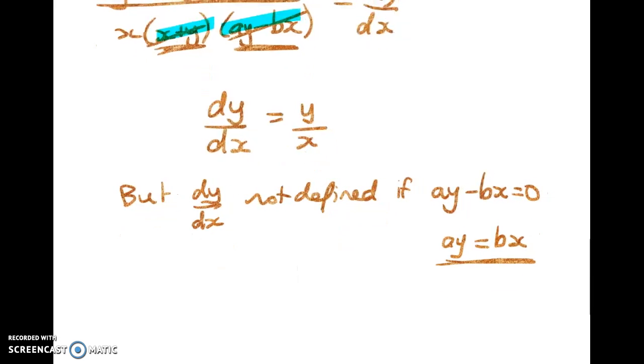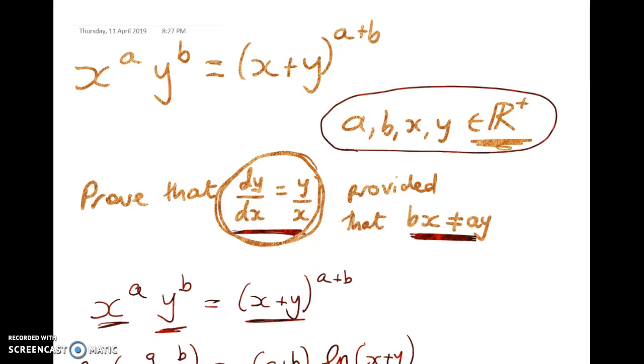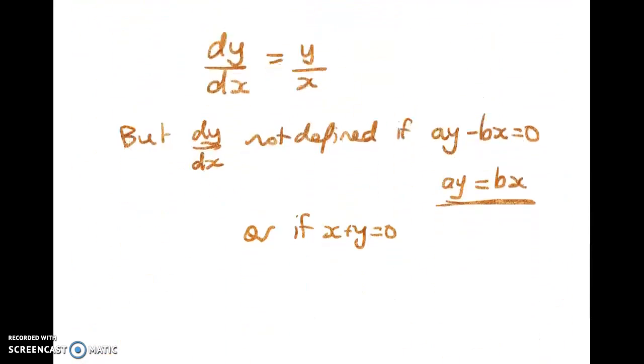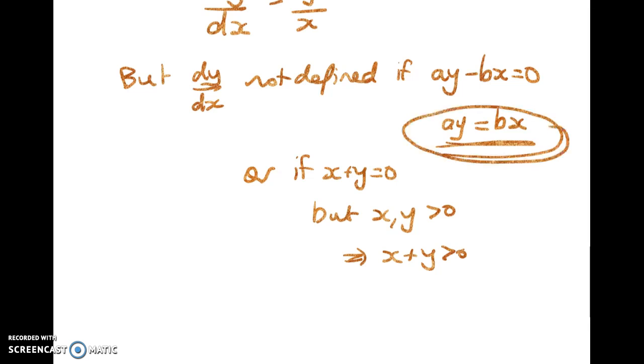The other one that we should just look at and then reject, or if x plus y is equal to 0. But if you go right back to the start of the question, I told you that all of those four things were real positive numbers. So that means strictly positive numbers, so that we know that that condition is never going to be a problem. So it's just provided that ay doesn't equal bx.